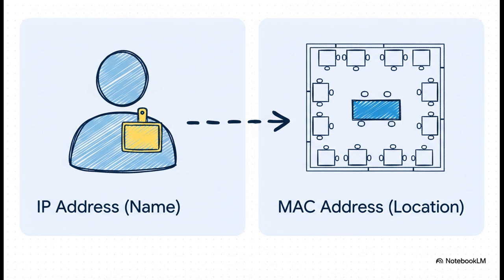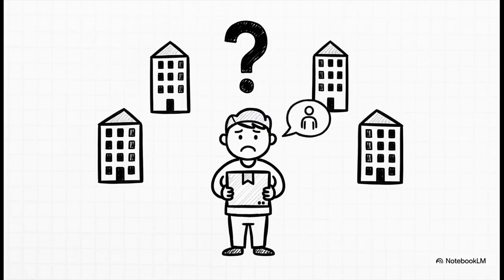But then there's the MAC address. This is more like a permanent desk number in an office. It's a physical, unique address that's literally burned into the device's hardware. And that brings us right to the heart of the problem. You can't just send a package to John Smith in a huge office building. You need to know he's at desk 4B on the 3rd floor. It's the same on a network. Knowing a device's name, its IP address, isn't enough to talk to it directly. You need its physical location, its desk number, its MAC address.